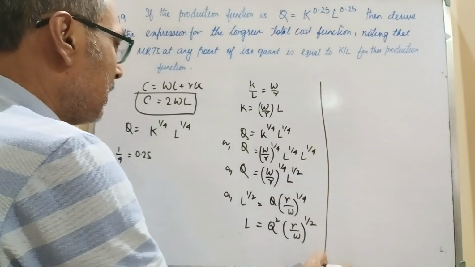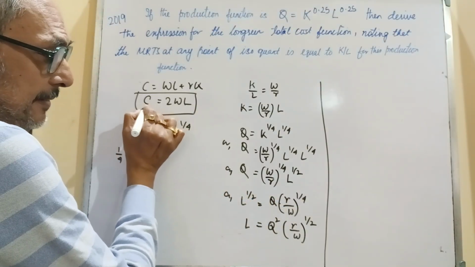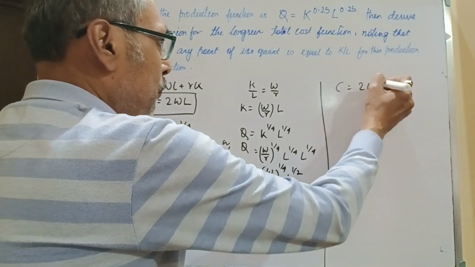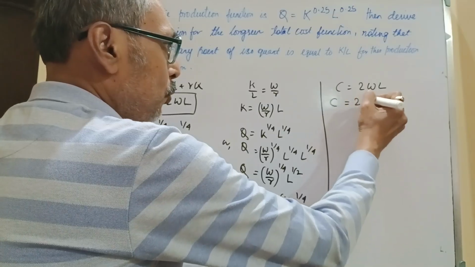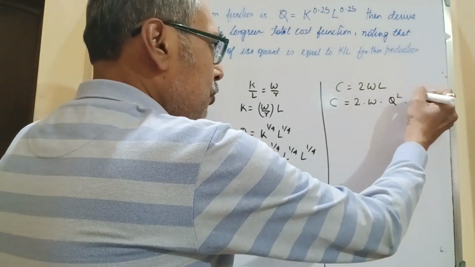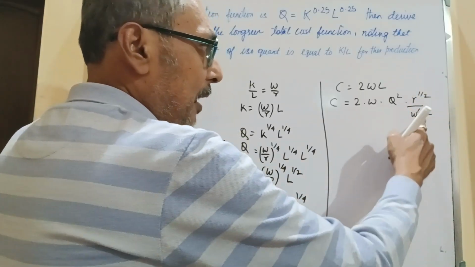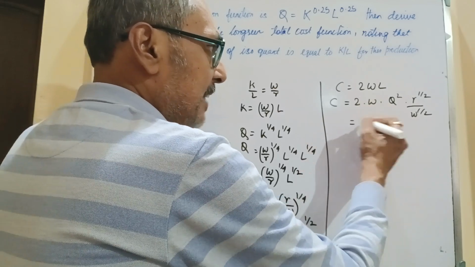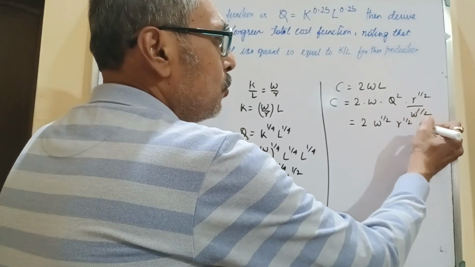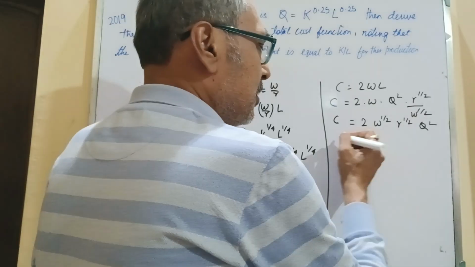Now we substitute this value in the equation C equals 2WL. Now C equals 2W. In place of L, I am writing Q squared R to the power half, and in the denominator W to the power half, and here W gets cancelled. We get 2 W to the power half, R to the power half, Q squared. See, this is the equation of the long run cost function.